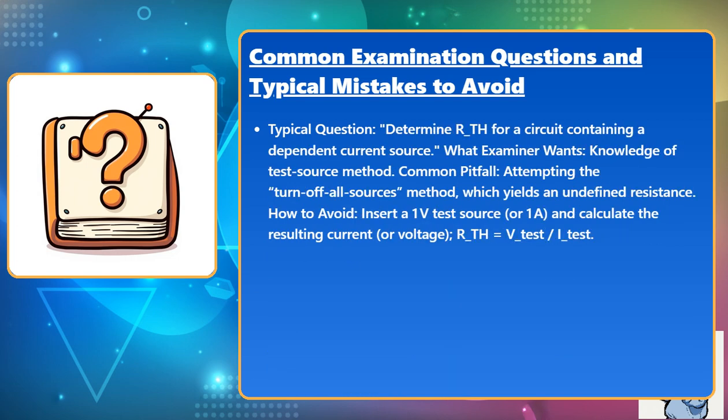Typical question: determine RTH for a circuit containing a dependent current source. What the examiner wants: knowledge of the test source method. Common pitfall: attempting the turn-off-all-sources method, which yields an undefined resistance. How to avoid: insert a 1-volt test source or 1 amp and calculate the resulting current or voltage. RTH equals V test divided by I test.